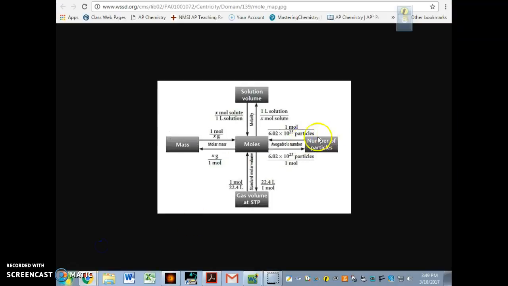So we look at our mole map. We're at number of particles. Molecules are a type of particle, and we want to go to moles. So all we have to do is a nice one-step problem, which will be divide by 6 times 10 to the 23rd. So we'll take the number of particles divided by 6 times 10 to the 23rd. That'll get us to moles. So we'll go back to our problem.